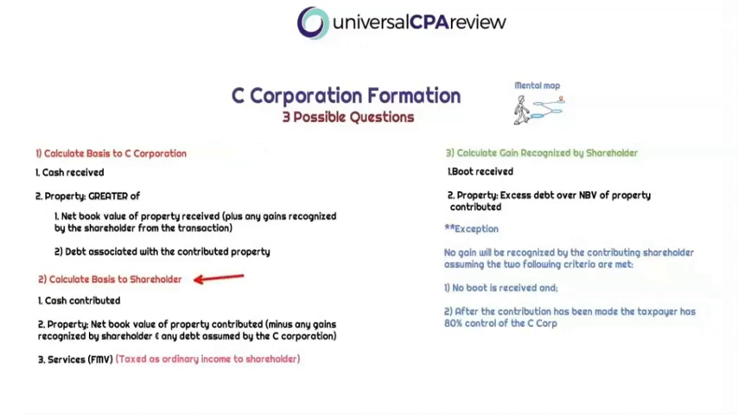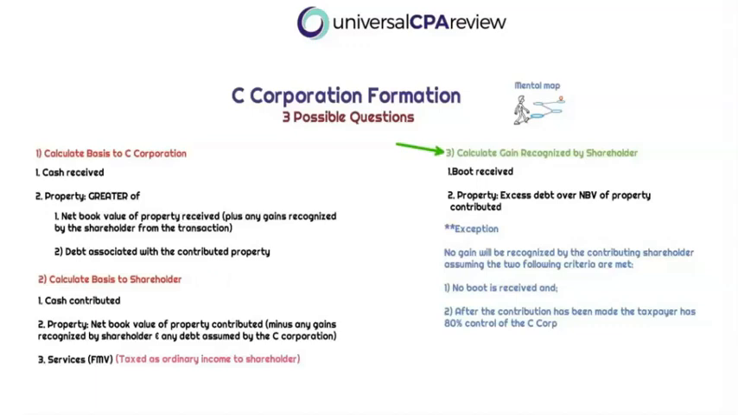Whereas the basis to the shareholder is going to be calculated from one of 3 contributions. Could be that cash contributed, could be property contributed, and how's that going to be booked? That's going to be the adjusted basis minus any debt assumed by that corporation, or it could be services contributed. And if services are contributed, that's going to be measured at the fair market value of those services. Right? If I charge $300 an hour, my basis is going to be $300 on the hour that I contributed.